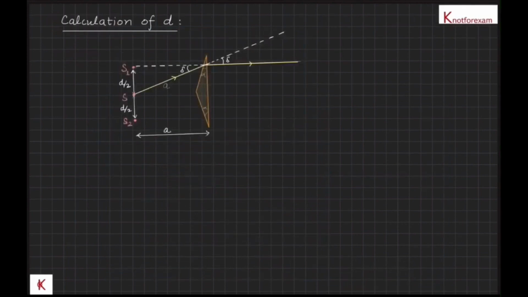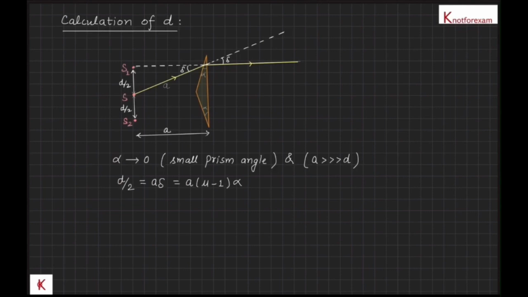We can find d in terms of a and the prism angle α. For a very small prism angle α tending to 0 and a very much greater than d, by geometry d/2 is equal to aδ, that is a(μ−1)α, since for a very small prism angle the deviation is the same as the minimum deviation. So d is equal to 2aδ, that is equal to 2a(μ−1)α.